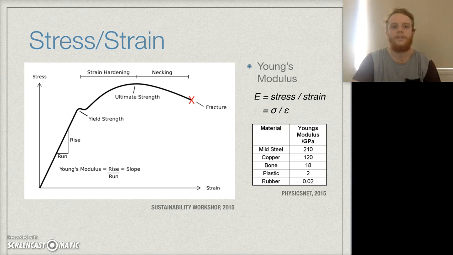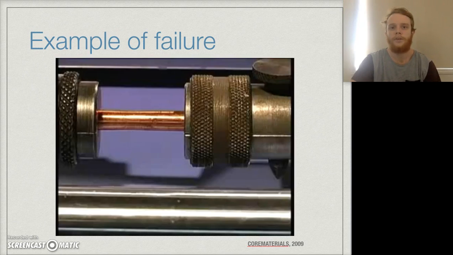To summarize, here is a short clip featuring the topics we have covered today. A copper rod is subjected to a tensile force, and we can see that it moves through the different phases of strain, showing noticeable necking before it fails.